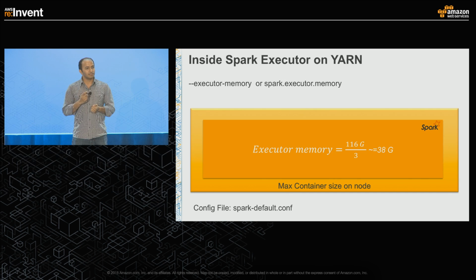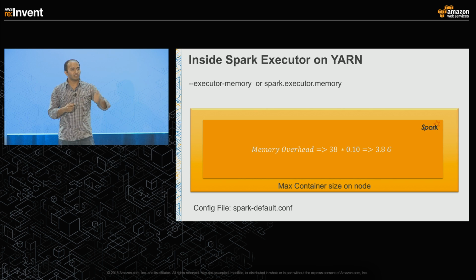So for this example, we have 116 GB as your container size, and on one instance we are launching 3 executors. So divided by 3, that rounds out to 38 GB. So that's your executor memory. Next, we're considering the memory overhead. And memory overhead, as discussed, is your executor memory times 0.10. That's roughly 3.8 GB.